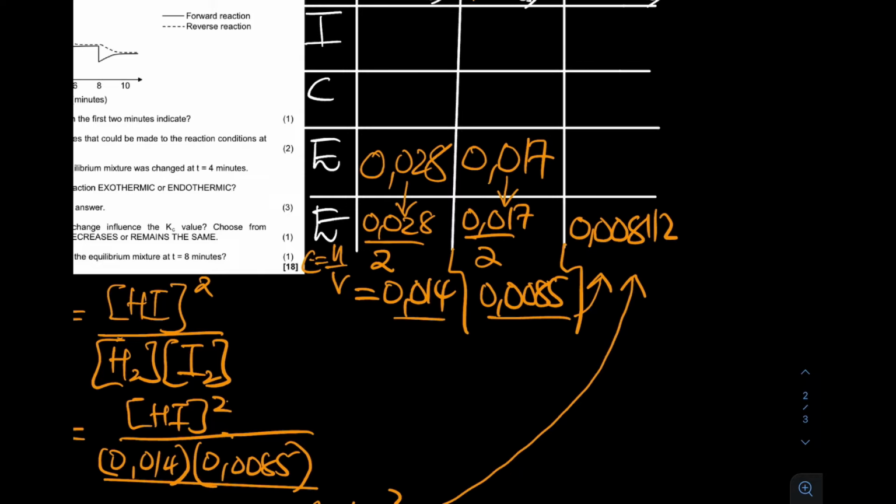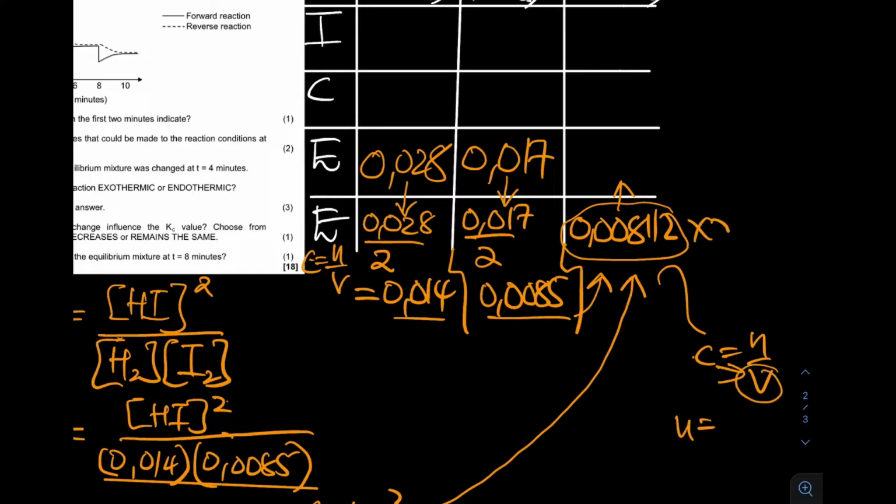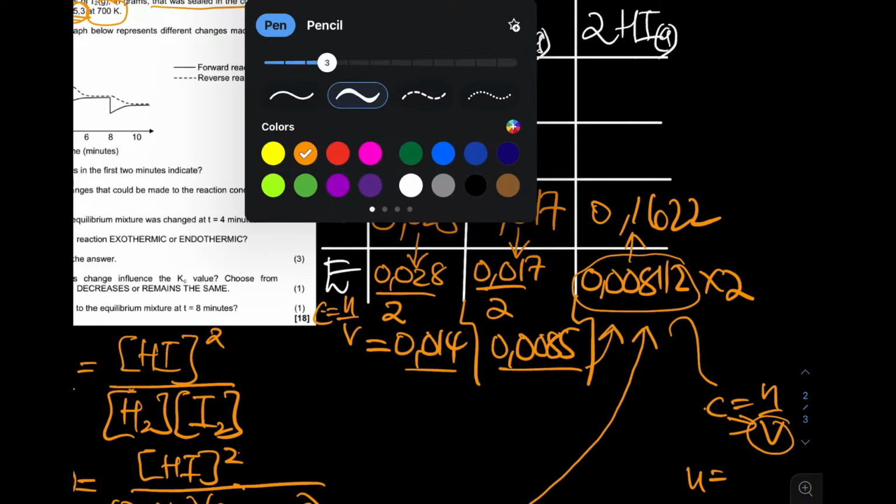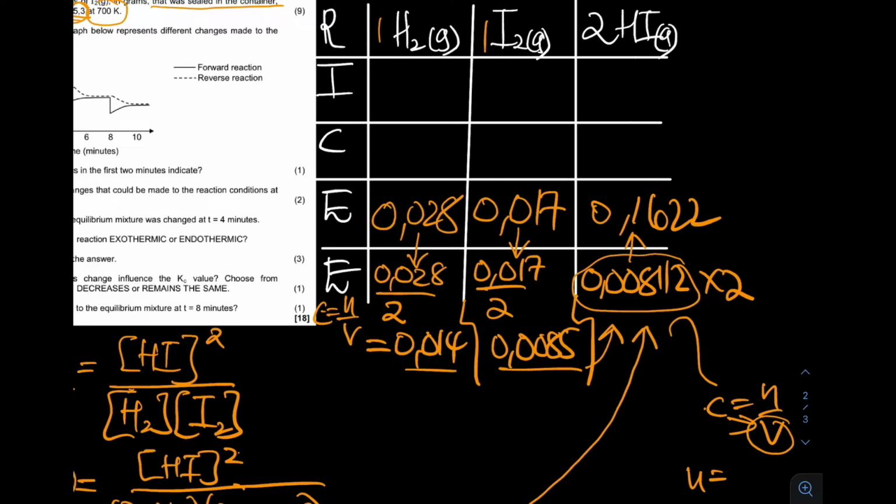Now we can convert this concentration into number of moles at equilibrium, because we are given the volume in which this reaction is taking place. Using the formula that says C is equal to n over V, we have the concentration and we have the volume. We'll cross multiply and then we'll get the number of moles. So basically we times by 2 there. So our answer there is going to be 0.08112 multiplied by 2. It's going to be 0.1622, right?